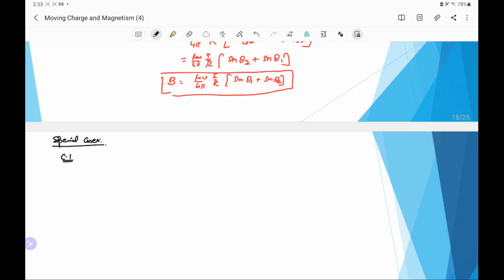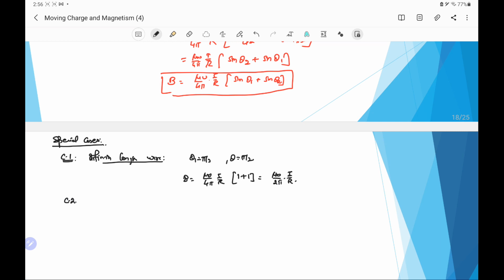Case number 1, if the wire is of infinite length, then the angles will be theta 1 equal to pi by 2 and theta 2 is also equal to pi by 2. So B will be equal to mu naught by 4 pi I by r into sine pi by 2 plus sine pi by 2, that is 1 plus 1, or we can write it as mu naught by 2 pi into I by r. This is the magnetic field due to an infinite length current carrying wire.